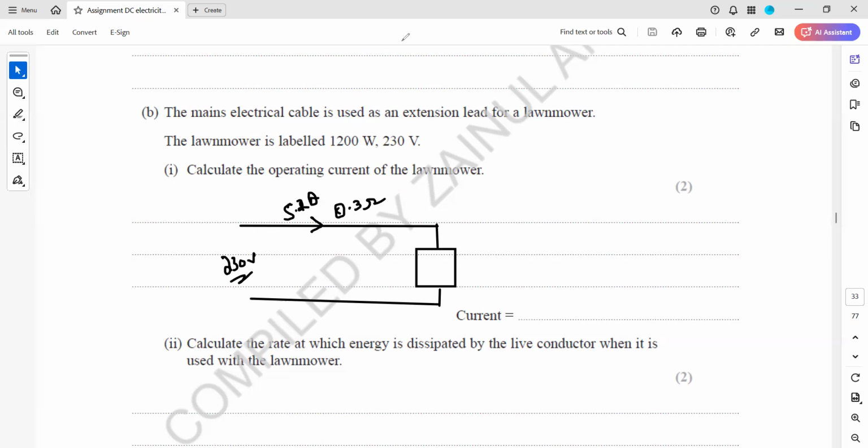So we use the formula P equals I squared R. When we use that, we know how much energy is wasted in the wire, and the remaining energy is transferred to the lawn mower. The power is 1200 watts and the supply is 230, but some of the power is lost in the wire and the remainder is transferred to the lawn mower. If you do 230 divided by 5.2, you will get the resistance, but that is not giving the resistance of the wire. That is giving you the resistance of the lawn mower.